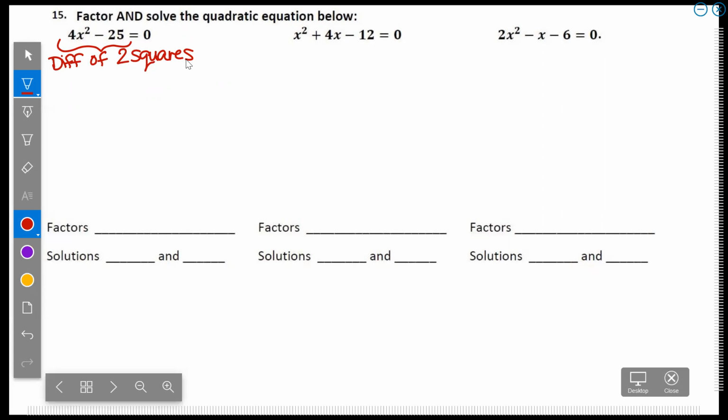I stop and I ask myself, what would I multiply by itself to get 4x squared? 2x. So both of my factors get a 2x with them. What would I multiply by itself and get 25? 5. But that's not just 25, that's -25. 1 positive, 1 negative. Those are my factors. 2x plus 5, 2x minus 5.